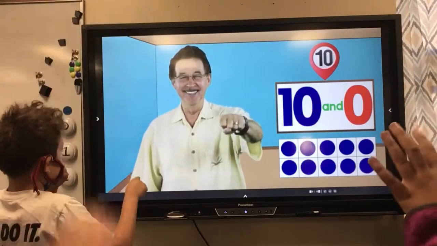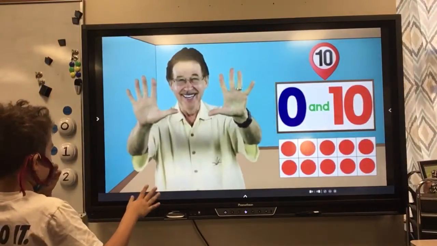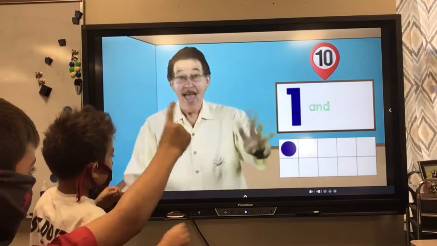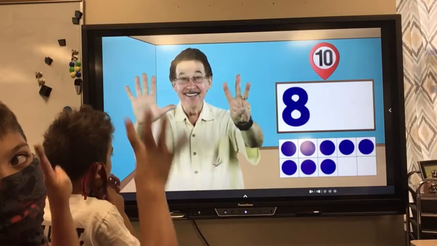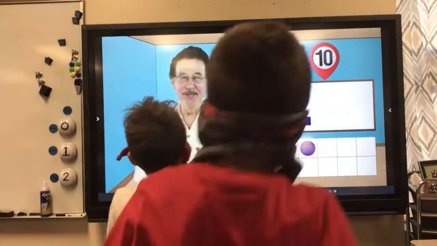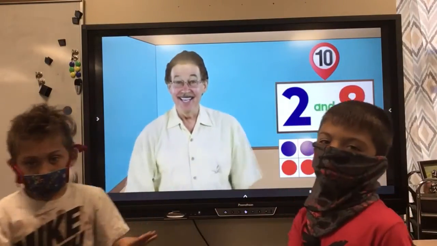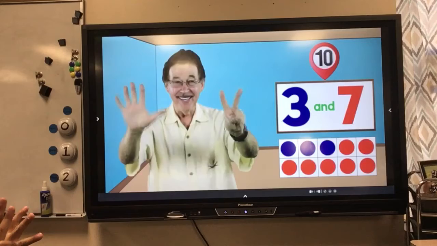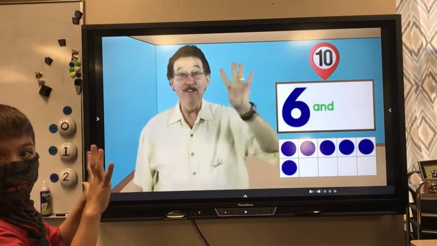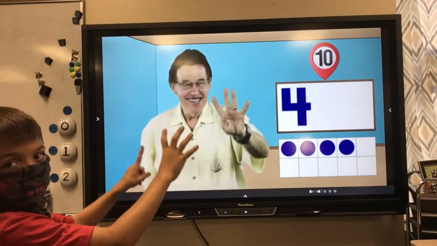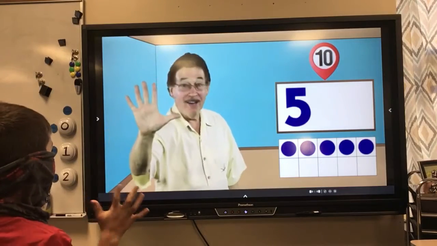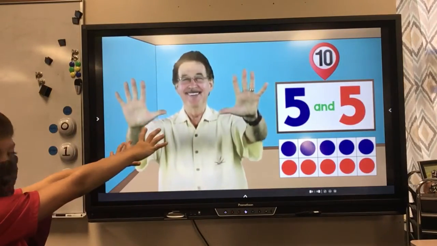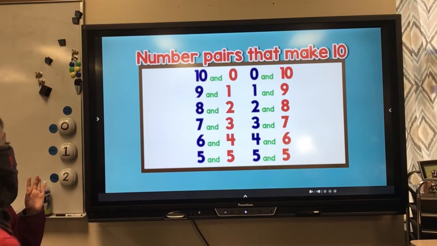10 and 0, 0 and 10. 9 and 1, 1 and 9. 8 and 2, 2 and 8. 7 and 3, 3 and 7. 6 and 4, 4 and 6. 5 and 5, 5 and 5. Those are the number pairs that make 10.